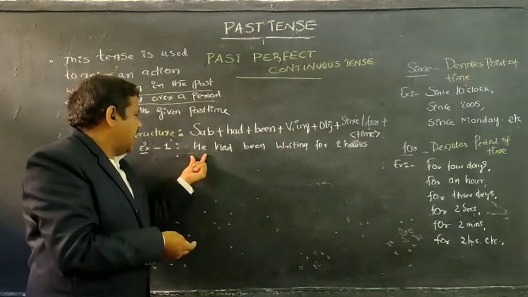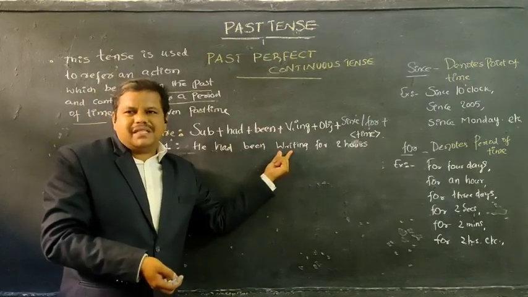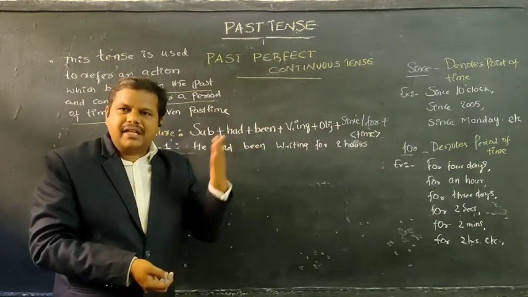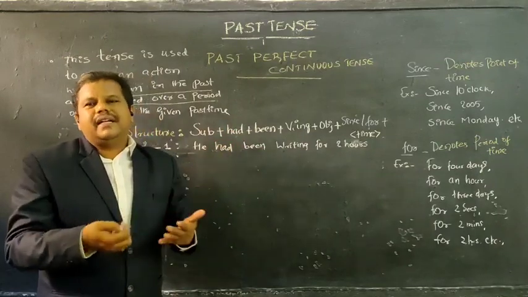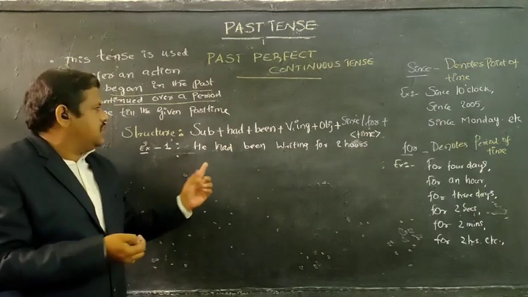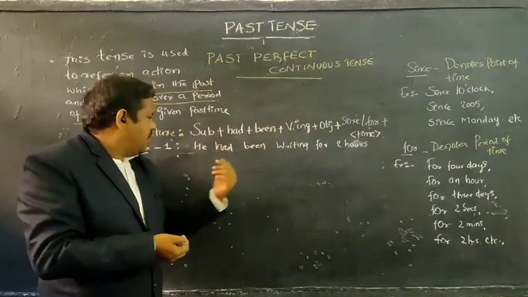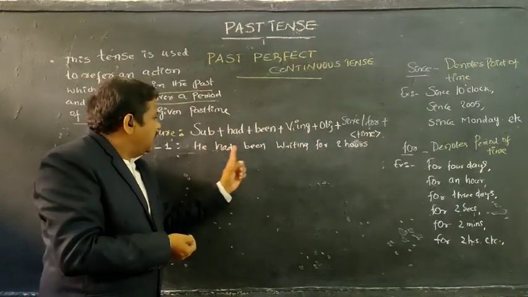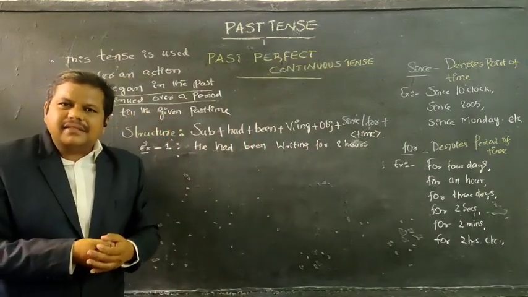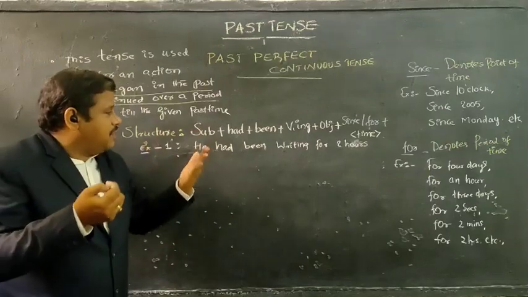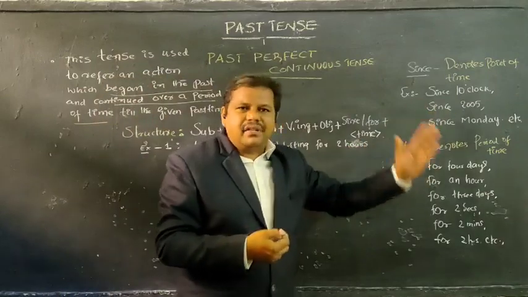I have taken the subject as he. He had been, followed by the V1 ing form: write, writing, read, reading, play, playing, dance, dancing. These are the different types of V1 ing forms we can use in the past perfect continuous tense, followed by since or for. Now how can you write this example? He had been writing for 2 hours. This sentence tells that this person has been writing for how many hours? For 2 hours. So for denotes what? Period of time.